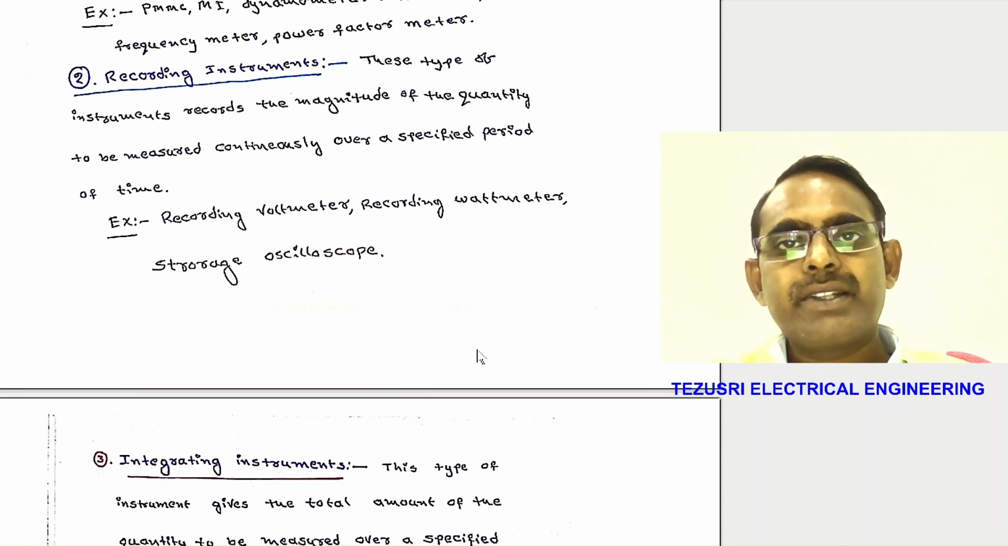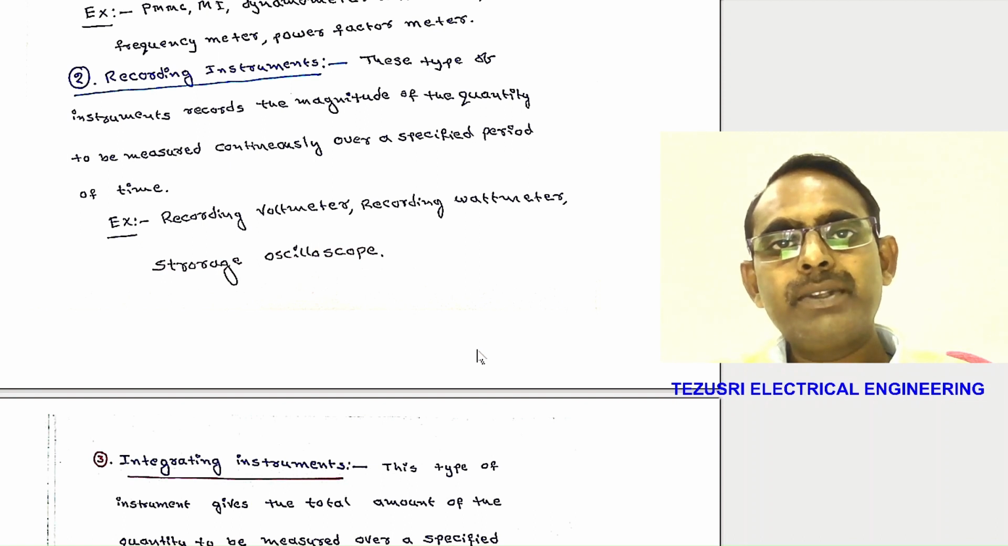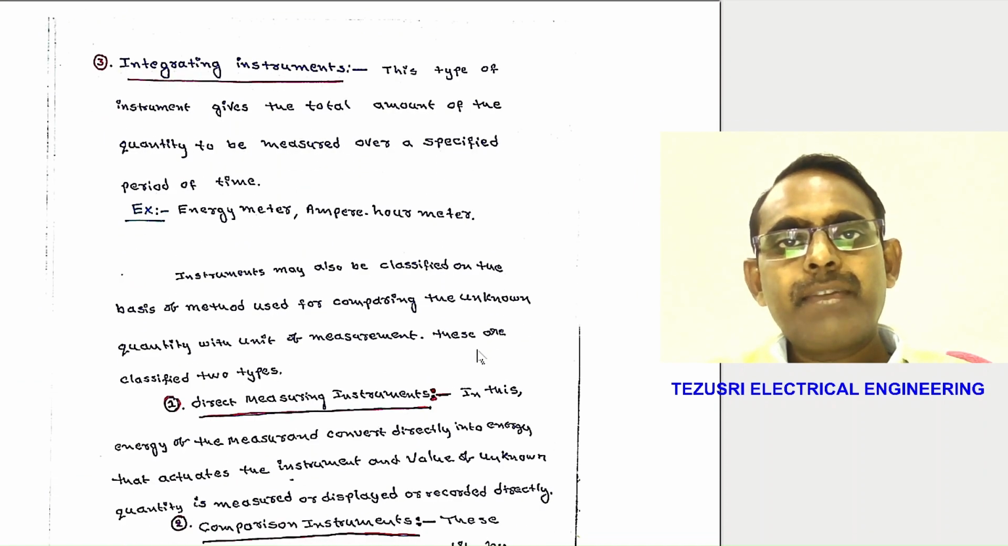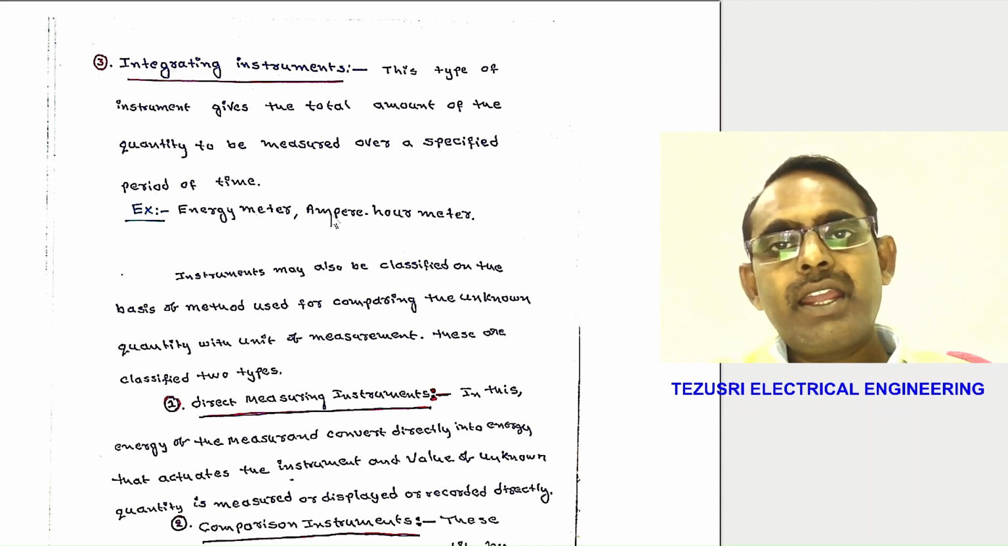Next, recording instruments. This type of instrument records the magnitude of the quantity to be measured continuously over a specified period of time. For example, recording voltmeter, recording wattmeter, storage oscilloscope, CRO. Next, integrating type instruments. This type of instrument gives the total amount of the quantity measured over a specified period of time. For example, energy meter, ampere hour meter.